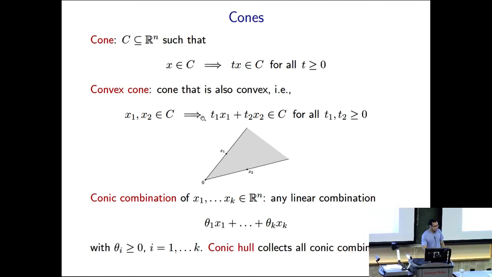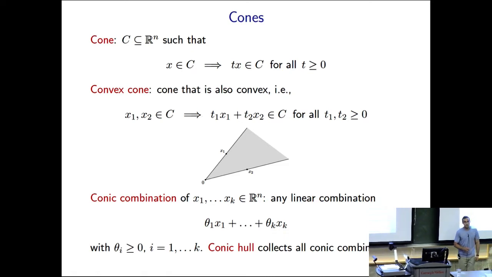So let me pause and ask, is every cone convex? Did I have to even separate this out? Is every cone convex? No. So what's an example of a cone that's not convex? Ice cream cone. An ice cream cone.